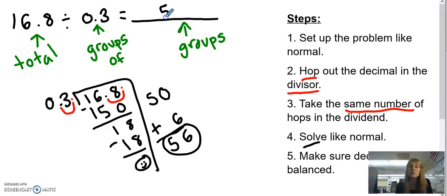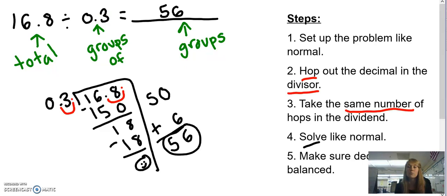And we already knew that because we knew we were looking for groups, and groups are a whole number. So 16 and 8/10 divided by 3/10 is 56. In other words, when I take my total and divide it into groups of 3/10, I can make 56 groups.